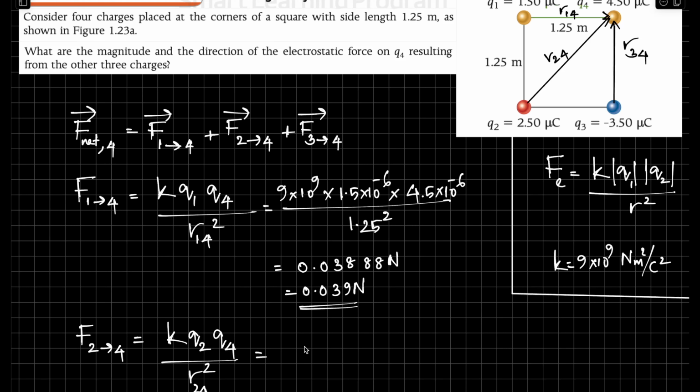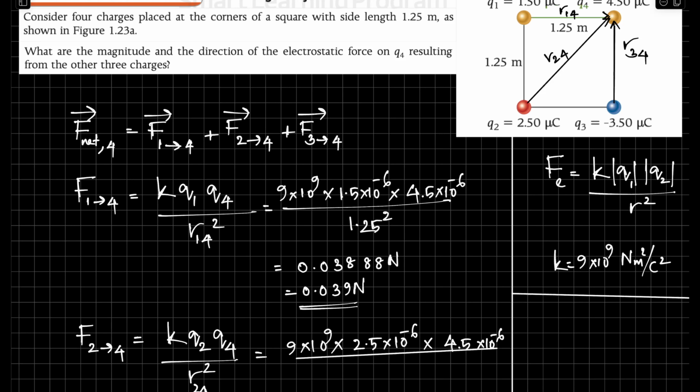Substitute the values. 9 times 10 to the power of 9, Q2 is 2.5 times 10 to the power of minus 6, Q4 is 4.5 times 10 to the power of minus 6, over the distance between them. This is a problem: R24 is not given, right? So let's find R24 first.